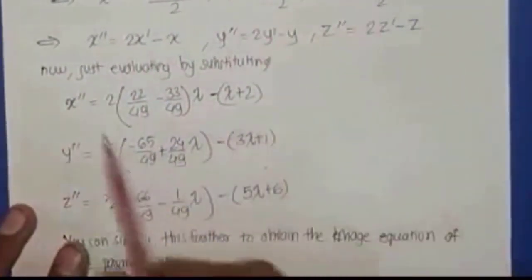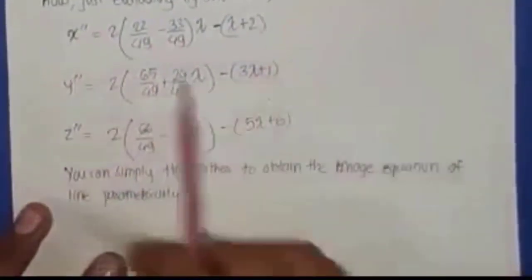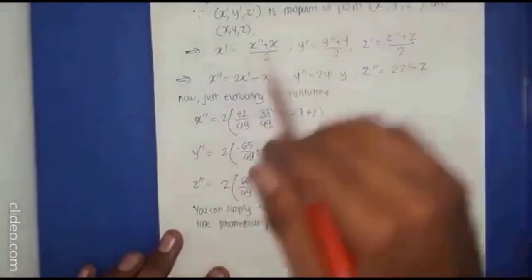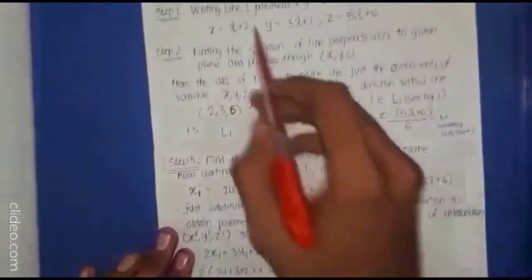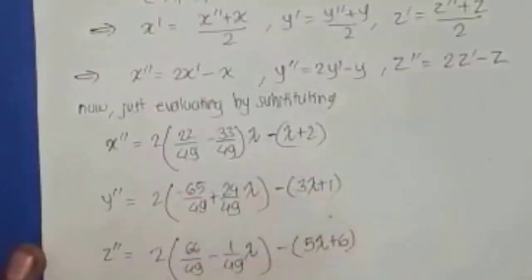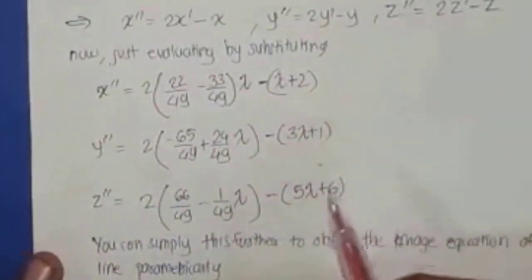So after substituting here, you get this parametrically: 2 into, just substitute the value of x dash from here and substitute the value of x from here to get x double dash, y double dash and z double dash defined in a single parameter. If you further simplify these, you will get parametrically the equation of the line.